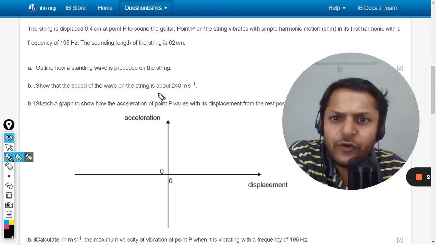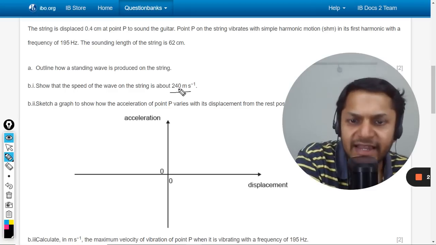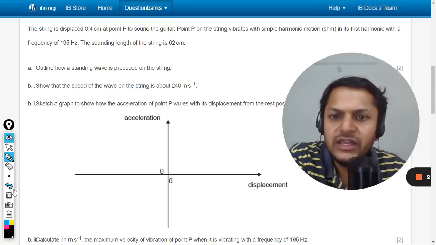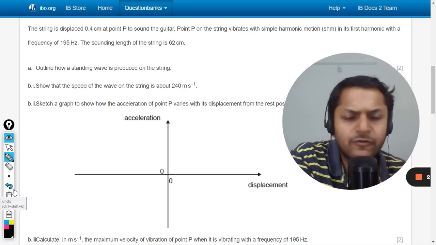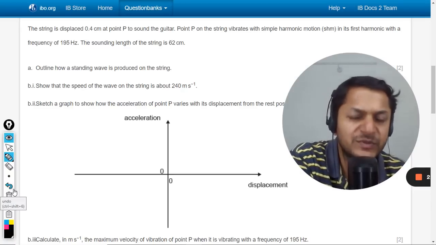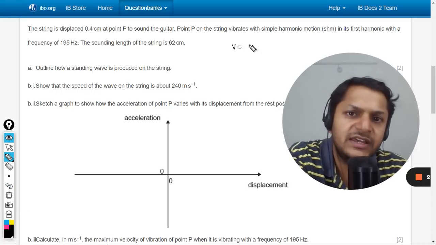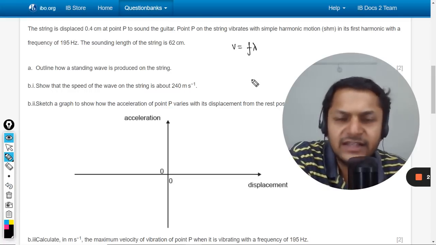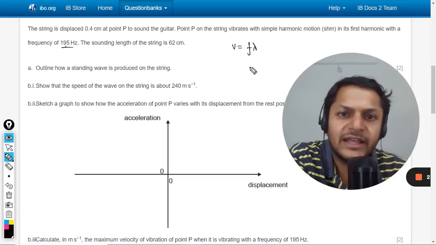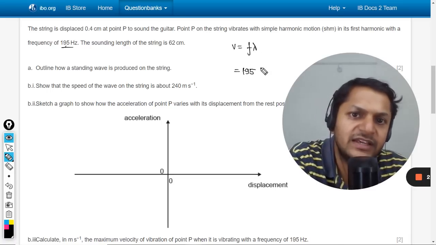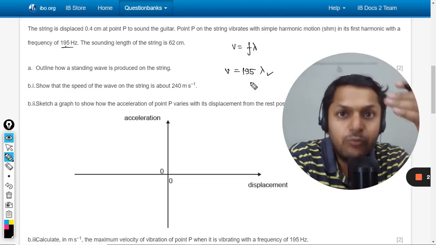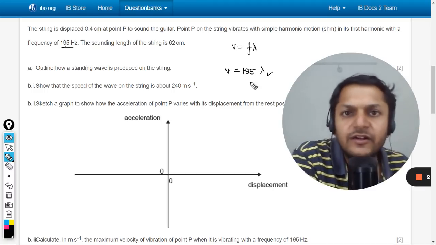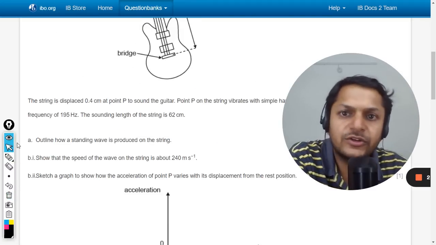Show that the speed of the wave on a string is about 240 meters per second. So basically we want to find the velocity v, the speed of the wave. And I think we have only one formula which talks about the speed of wave, and that formula is v is equal to f lambda, where lambda is the wavelength and f is the frequency. So definitely we have to find these things. Frequency is already given, by the way, 195, but the wavelength is not given. If we are able to find the wavelength of the wave which is moving in the string, we can very well find the velocity of the wave. How are we going to do this now?